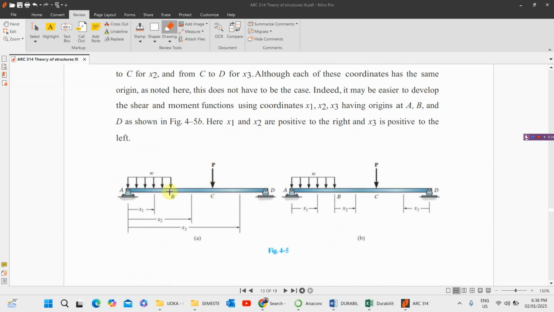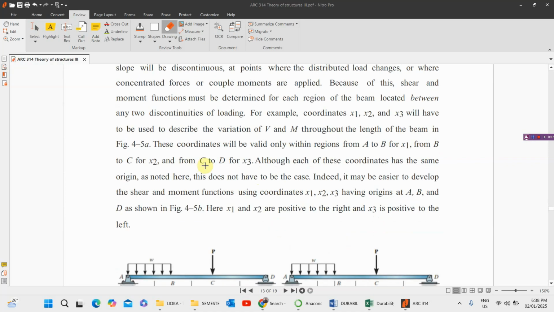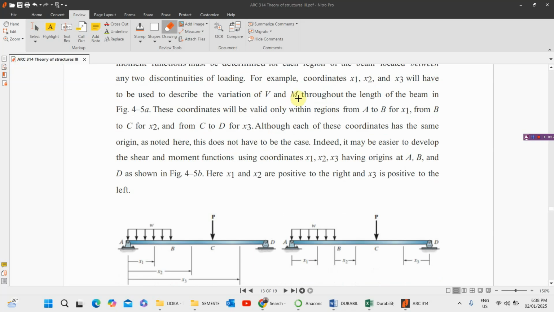Now looking at this particular beam, you can see we have a uniformly distributed load from A to B. We have a point load at point C, and we have the point where we want to determine. Let me just read it so that we know what we want to do here. They said coordinates x1, s2, and s3 have to be used to describe the variation of the shear force and the moment throughout the length of this beam, and it's only valid for A to B, that is for x1, and from B to C it is only valid for s2, and from C to D we'll be considering distance s3 alone. So what does it mean?